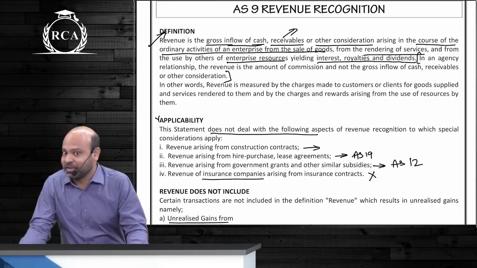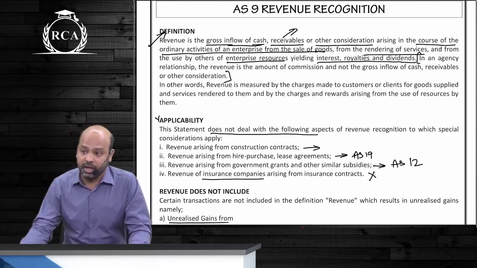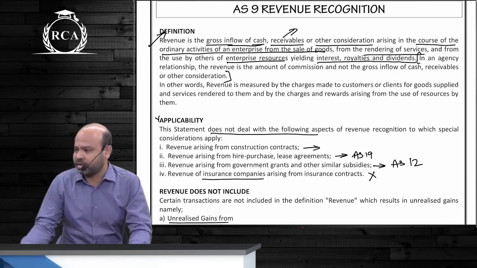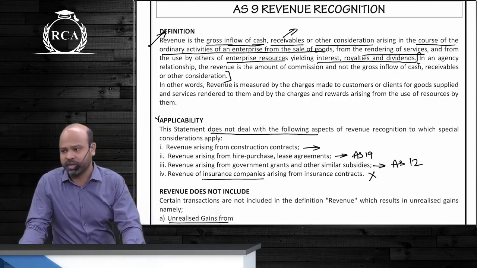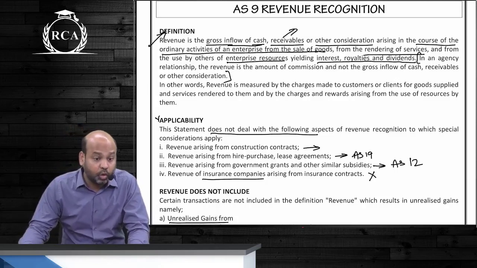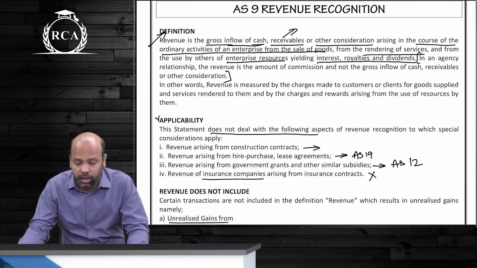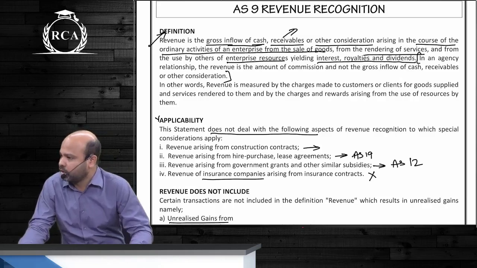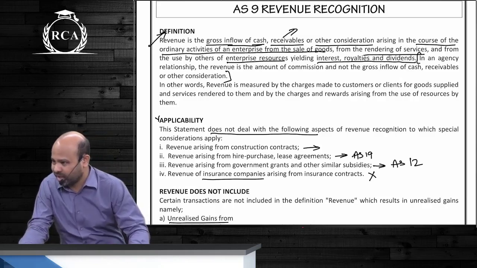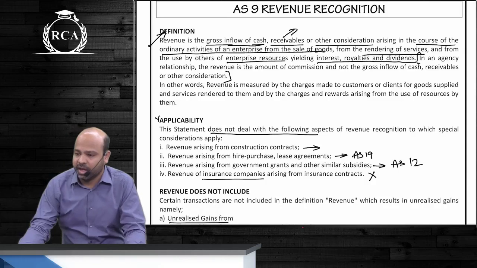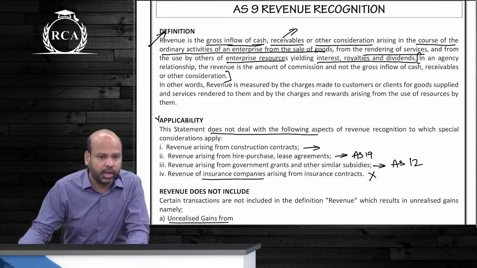So revenue is a gross inflow of cash, receivables or any other consideration from sale of goods or rendering of services that is arising in the ordinary course of business. Apart from that, use of enterprise resources by others, resulting in interest, dividend, and royalties. So prima facie, we are covering two things. One is revenue arising in the ordinary course of business, which can either be from sale of goods or from rendering of services. The other one is other income comprising of what? Interest, dividend, and royalty income.